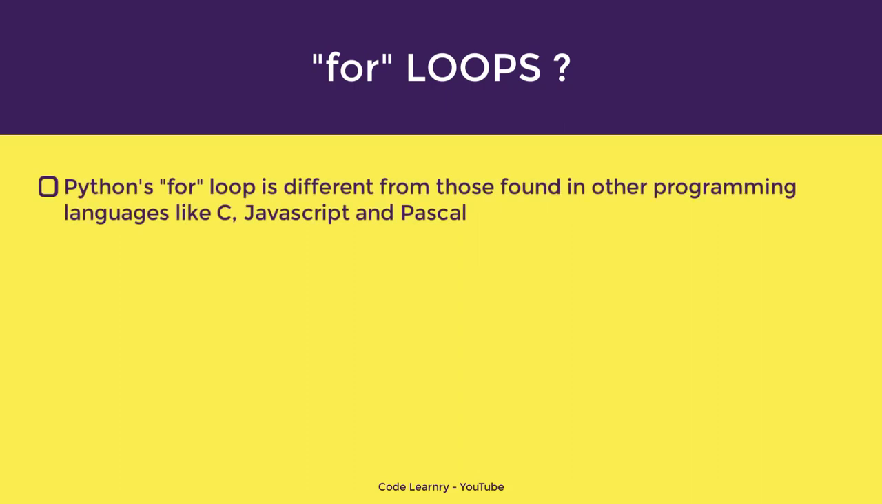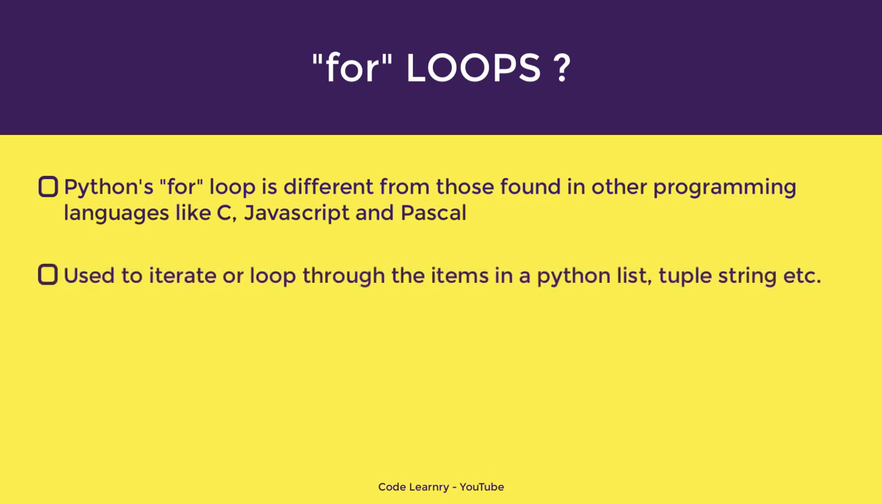Like most of the other programming languages, Python has the for loop, but Python's for loop is a little bit different from the for loop found in other programming languages like C and Pascal. In Python, a for loop is typically used to iterate or loop over items of any sequence type like Python list, strings, tuple, and more. The for loop can also be used to access elements from a list, string, tuple, and more.